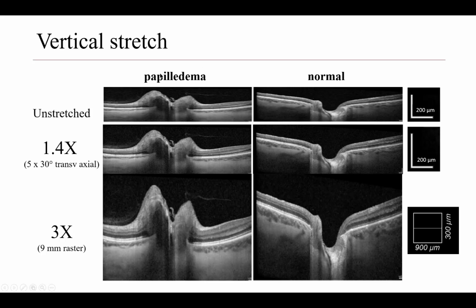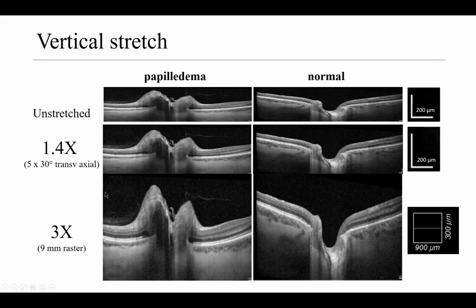These are 2 examples of a patient with papilledema and normals. In the unstretched version, vertically stretched 1.4x, which is what you get out of the Spectralis, and vertically stretched 3x from the Cirrus. You can usually tell the amount of vertical magnification by looking at the size scale in the corner of the image.